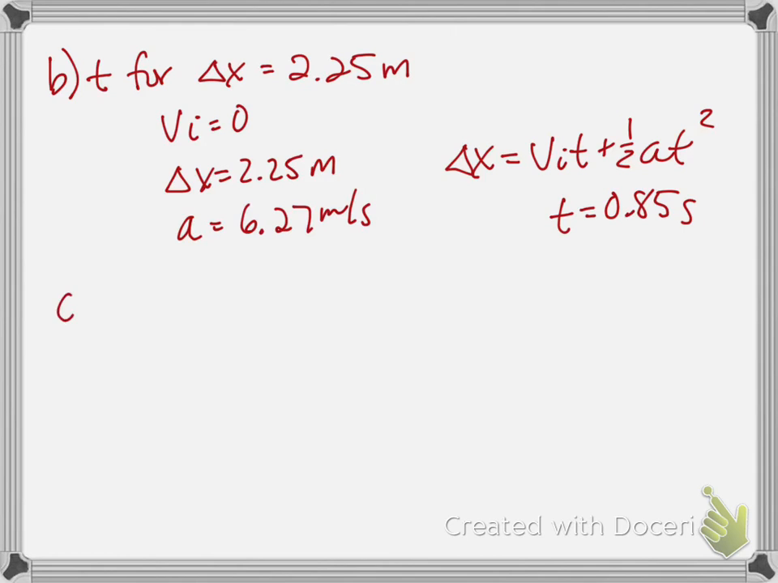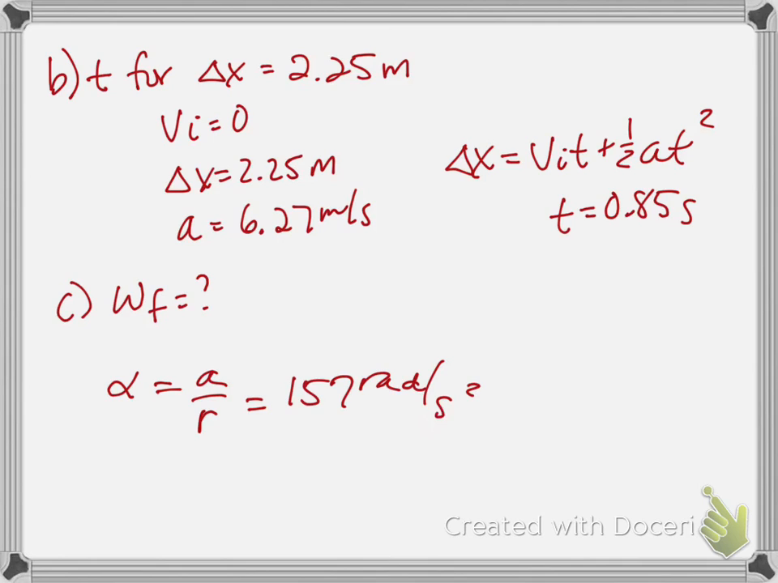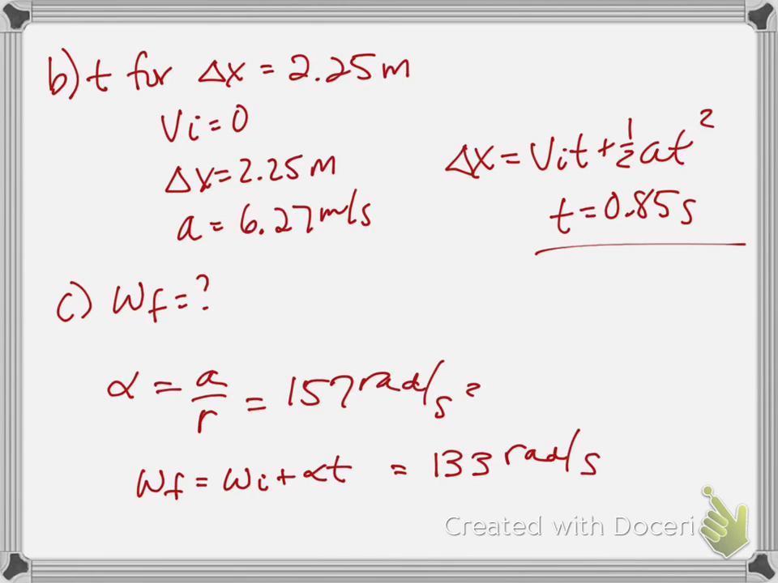Then they ask for the final angular speed. Okay, so they are going back and forth here, aren't they? In order to find the final angular speed, we need the angular acceleration. But again, we know the angular acceleration is a over r. So it turns out to be 157 radians per second squared, which is not a small angular acceleration. So for this, I used omega f equals omega i plus alpha t, using the time that I got up here, and I got a final speed of 133 rads per second.